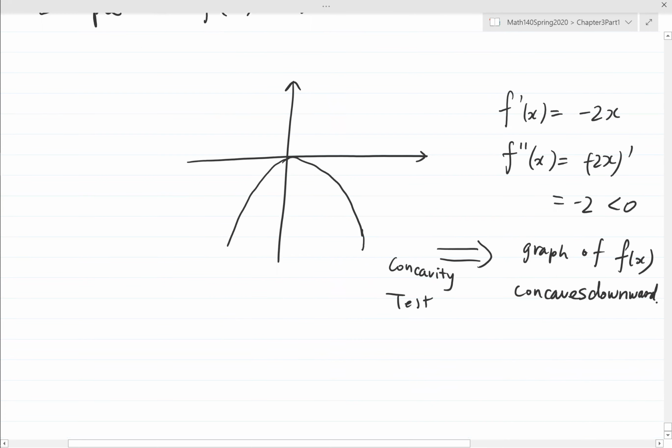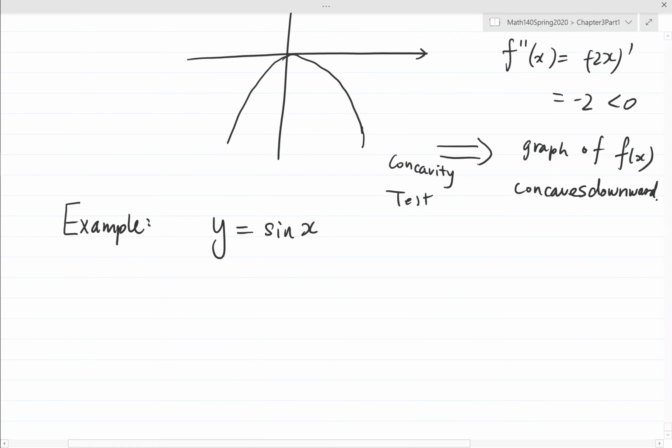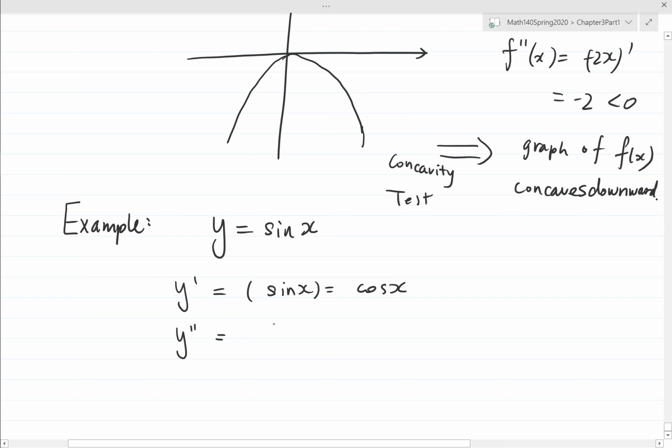More examples. y equals sine x. Now find its concavity. To determine if it's concave up or concave down, we need to find the second derivative. So y' is the derivative of sine x, then we get cosine. Now for the second derivative, we take the derivative again. The derivative of cosine gives us negative sine x.